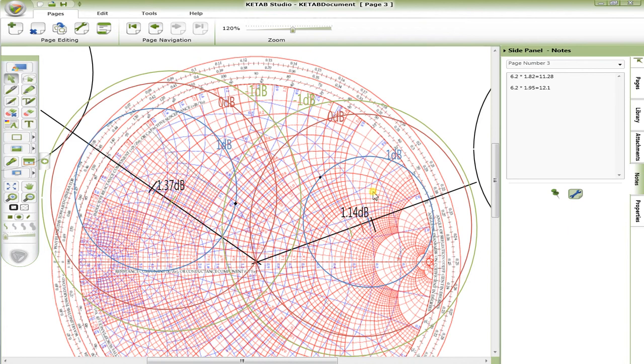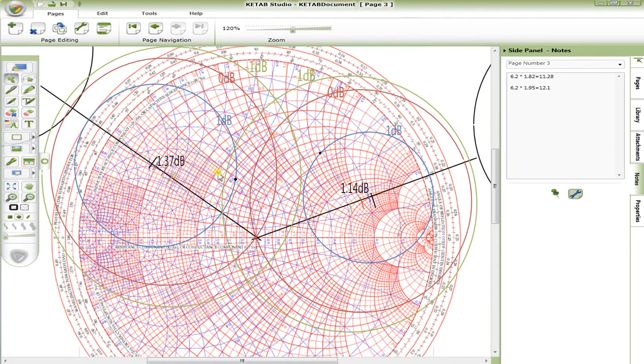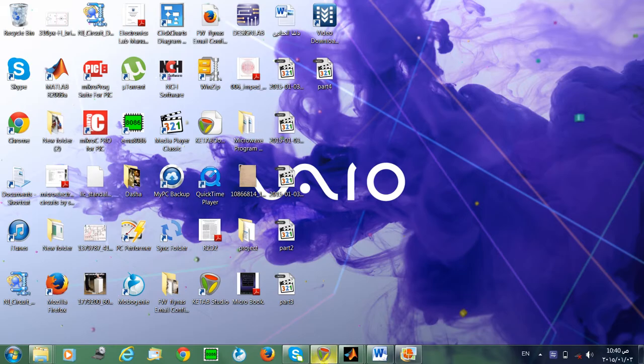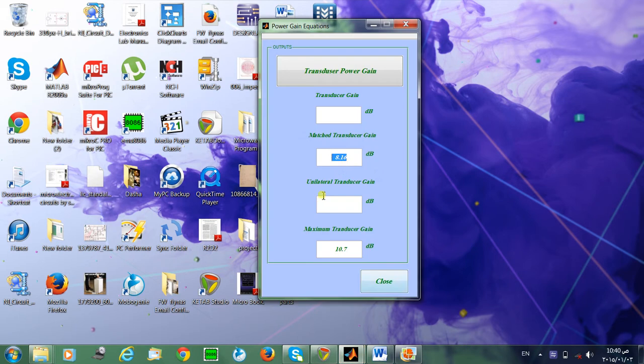Now for this example, we're gonna pick the 1 dB circle at the input and 1 dB circle at the output to find our matched network at the input and the output. Before we start, let's calculate the entire gain. We have 1 dB and 1 dB, so it's 2 dB. And we add it to the 8.16. This is a fixed gain, 8.16, we cannot control. So we get 10.16 dB for the entire system.